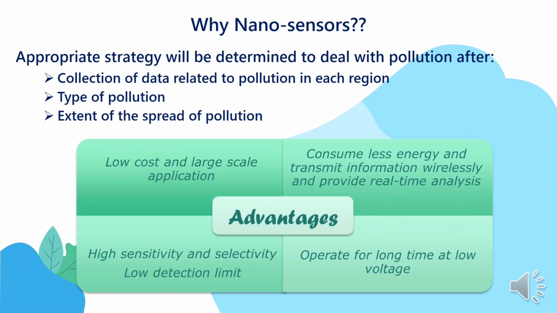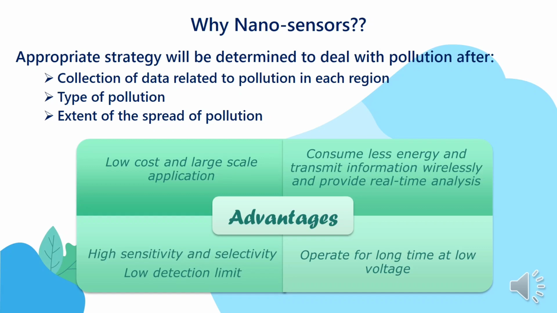So here's the question: why do we need nanosensors? We need nanosensors for the collection of data related to pollution in each region, for the determination of the type of pollution and the extent of spread of pollution in each region. For these detections, we need nanosensors so that an appropriate strategy can then be determined to deal with the pollution.